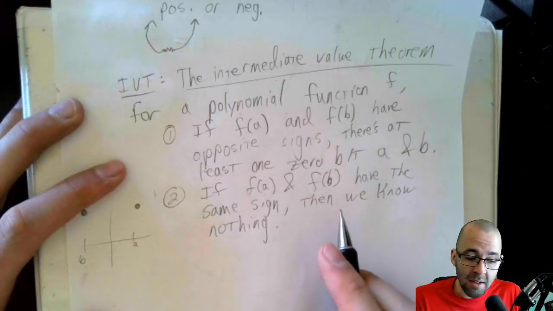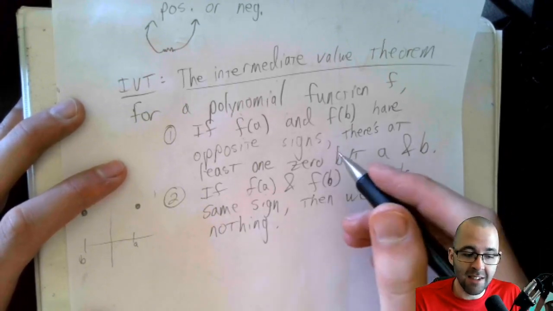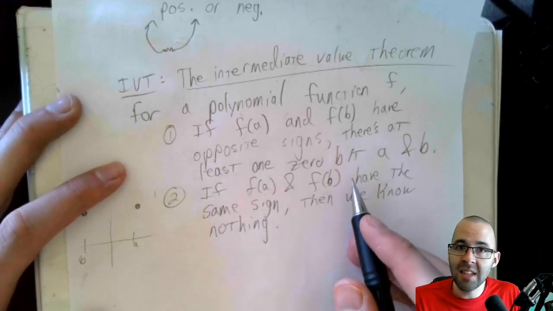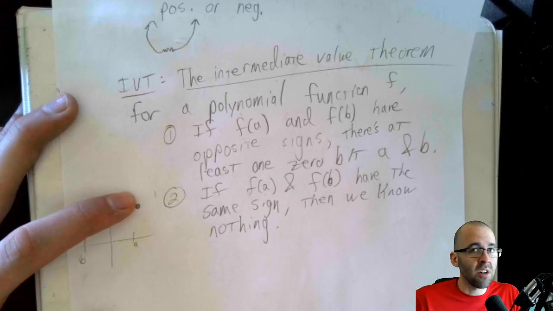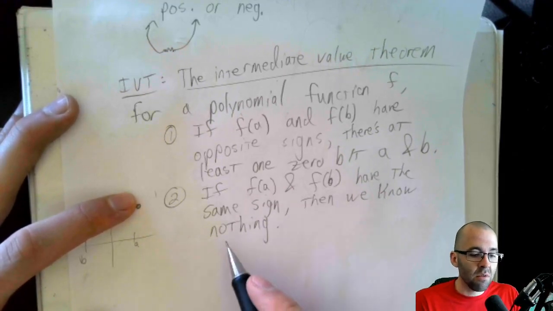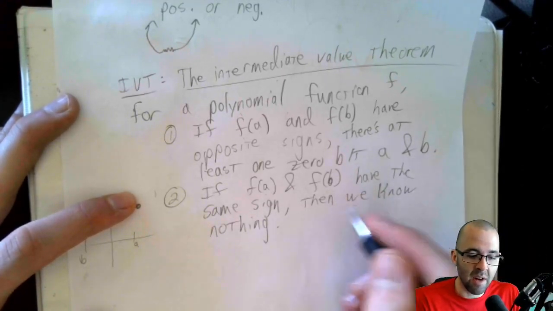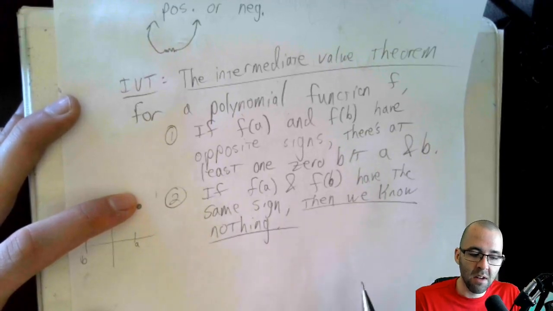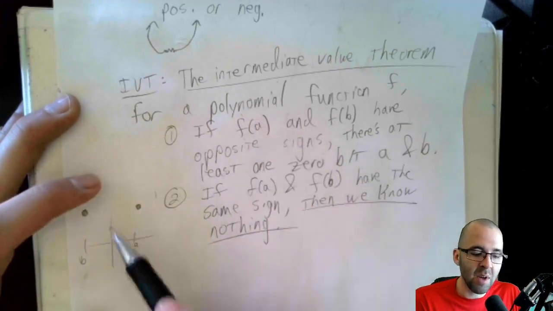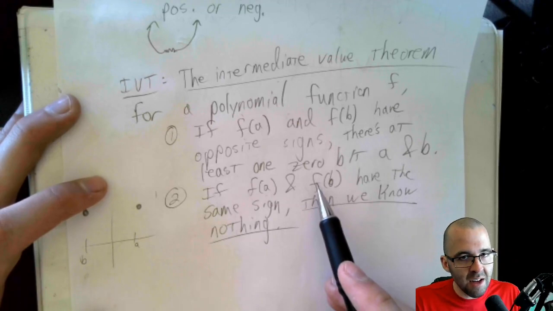So notice, if they're opposite signs, there is a 0. If they're the same sign, though, we do not get the opposite conclusion. There's no conclusion with this one, right? So if they're opposite signs, we know what's going on. If they're the same signs, we know nothing.